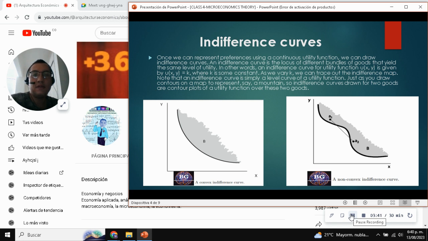Note that an indifference curve is simply a level curve of a utility function, just as you draw contours on a map to represent, say, a mountain. So indifference curves drawn for two goods are contour plots of a utility function over these two goods. The first graph shows a convex indifference curve. The second graph shows a non-convex indifference curve.